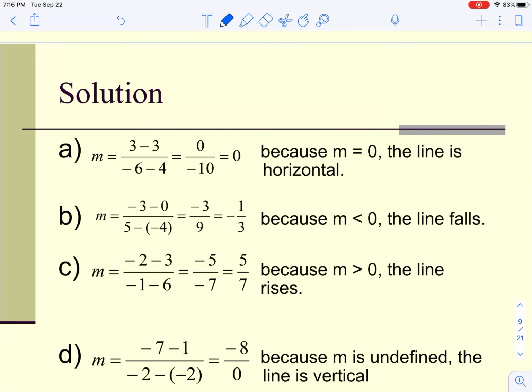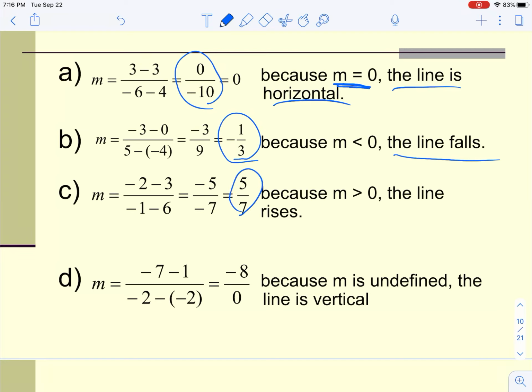That first one, you should have found out that the slope is 0 over negative 10. No matter what order you subtract those in, you'll get 0 over negative 10. And 0 over anything is just 0. So the slope is horizontal. In the second one, you'd end up with a negative 1/3, which means that it's leaning to the negative part of the x-axis and the line is falling. So it isn't vertical, it isn't horizontal, it's leaning to the left.